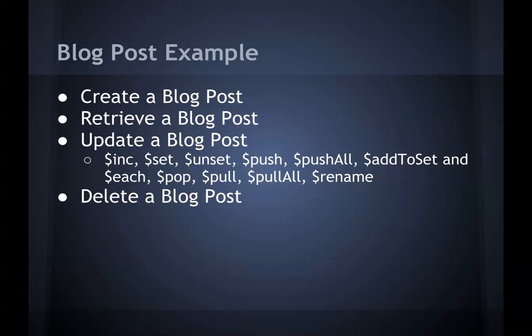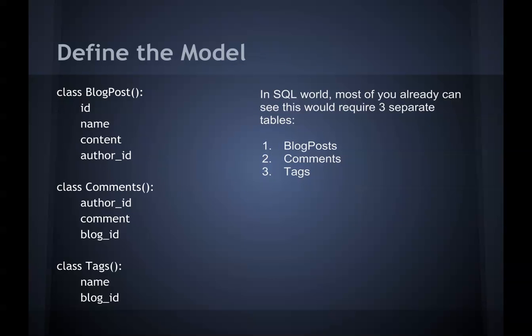So for our blog post example, we'll just do simple CRUD functions. We'll create a blog post, we'll retrieve it, update it, delete it. Those are some of the methods that you can use, which we'll dive into in the demo. So let's define our blog post model.